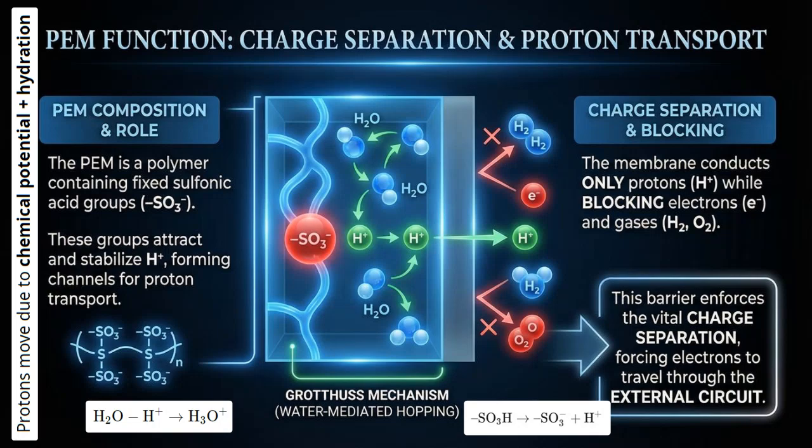Now let's look at the membrane itself. The PEM is a polymer. Nafion is the common example, and it contains fixed sulfonic acid groups. These groups attract and stabilize protons and help create water-based pathways for proton movement. The actual transport happens through what we call the Grotthuss mechanism, where protons don't drift slowly through the membrane, they rapidly hop from one water molecule to the next, almost like passing a baton along a relay.